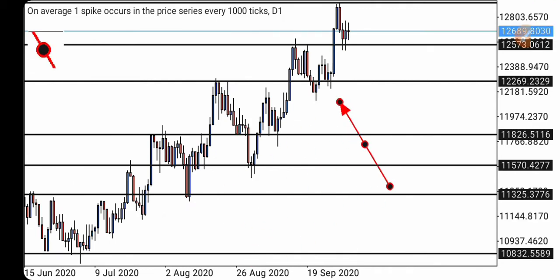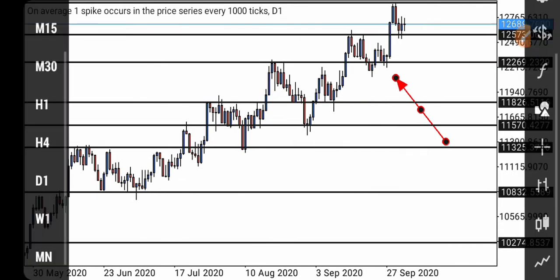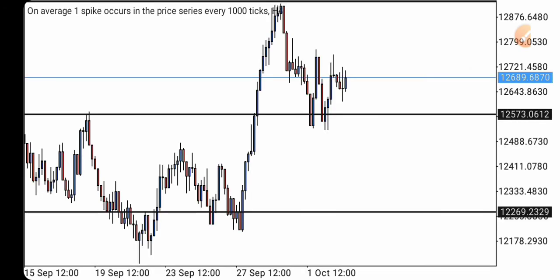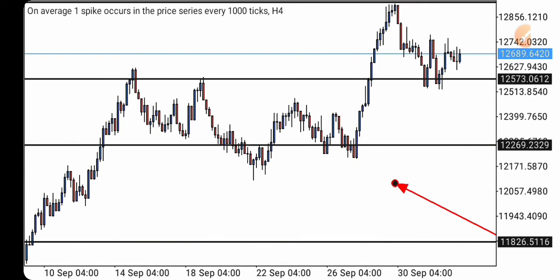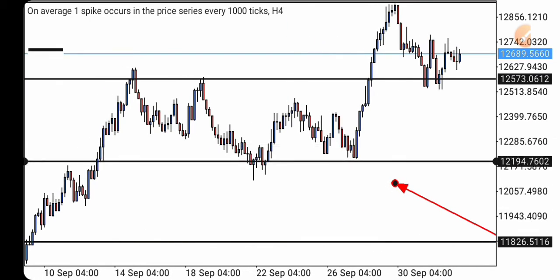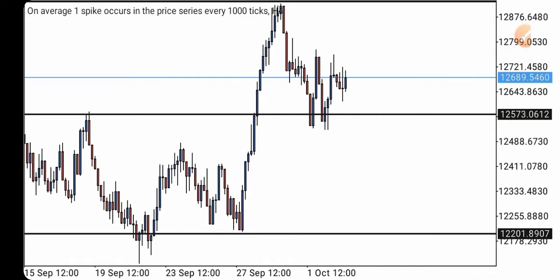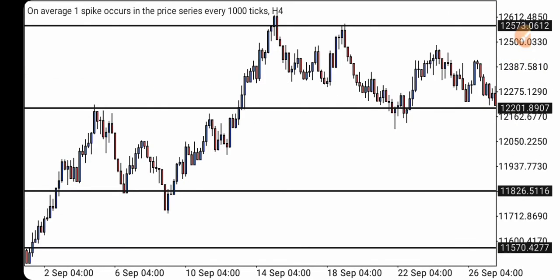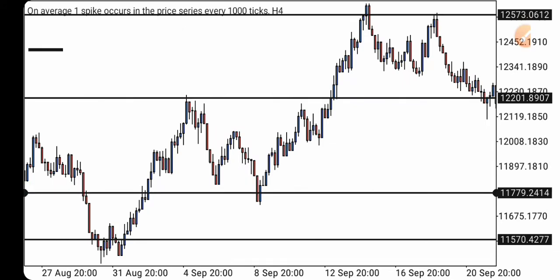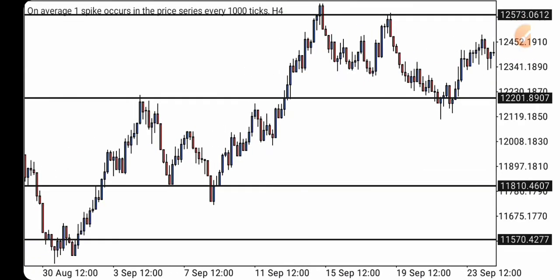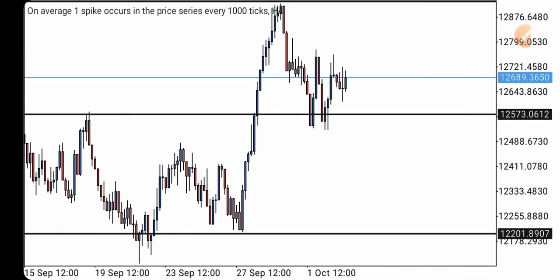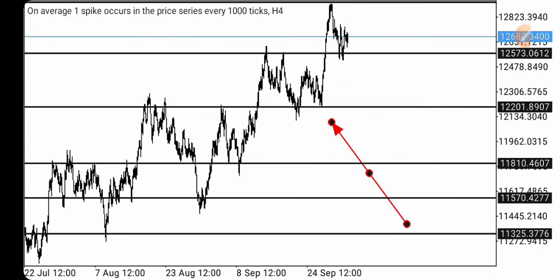Now after identifying these zones on your daily time frame, what you need to do next is move down to the 4 hour time frame, H4. When you move to H4, you place them properly, because there are some spaces you couldn't see when placing them on the daily time frame. You can see our zones are accurate enough. Very easy. You can see what happened here.